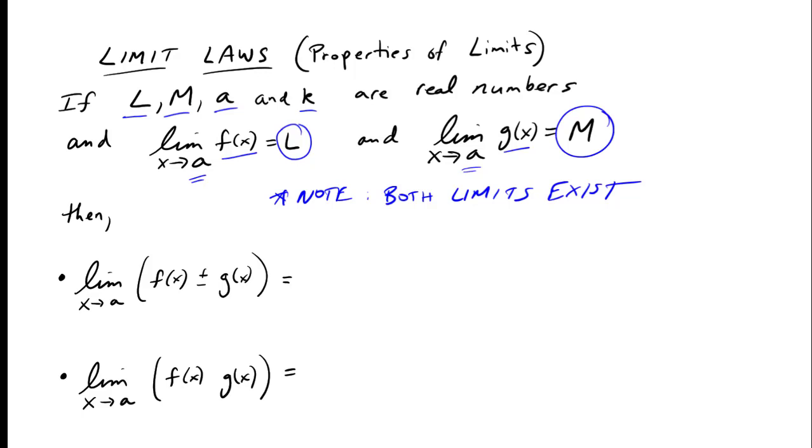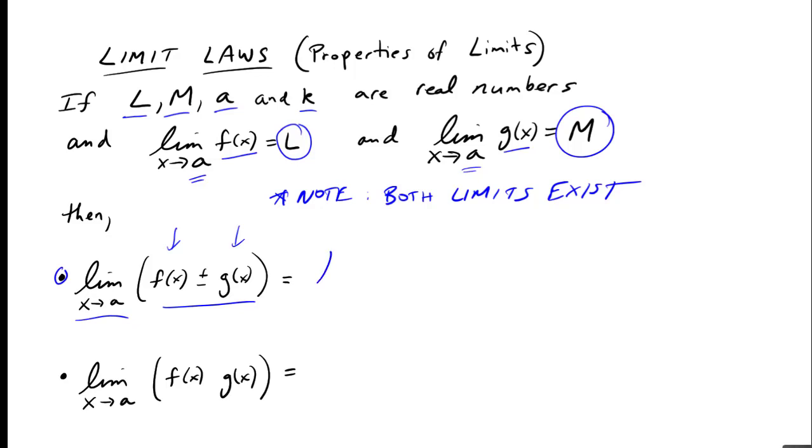Okay, so then we get to this first limit law. The limit as x approaches a of f of x, either plus or minus g of x. Well, a lot of mathematics, a lot of calculus is about what order can things be done in. So this is saying basically we're going to add or subtract f and g and then take the limit. But we'd want to know, can we take the limit of these things individually and then add or subtract them? And in this case, because the limits both exist, we can.